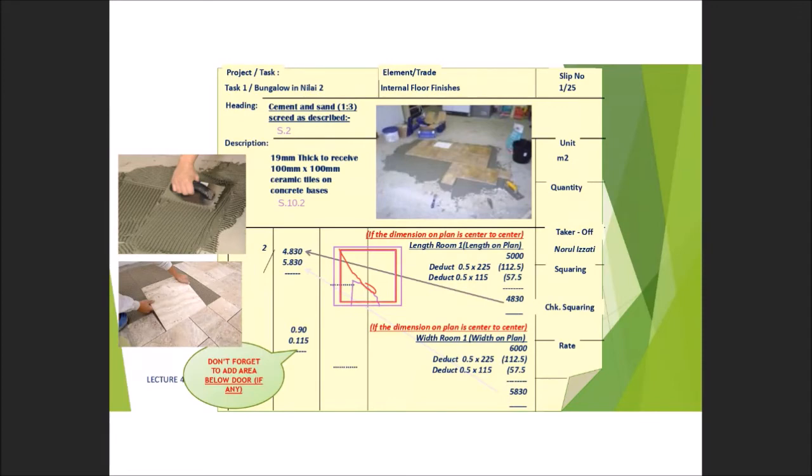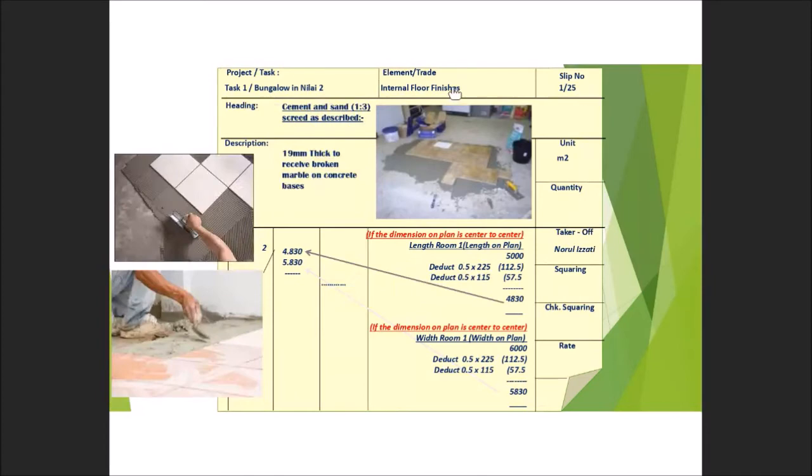But remember to add the area below the door, because a lot of times people measure internal, but the underneath of the door is not added. So don't forget to add that one. So I put here this small area, the area below the door. Why do I put this one, if any? Because sometimes the calculation is already included. So this is the example where I show the length times the width, and then the addition of the area below the door. So this one must be added.